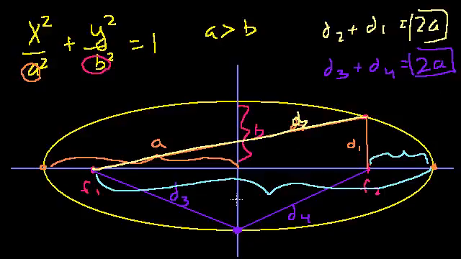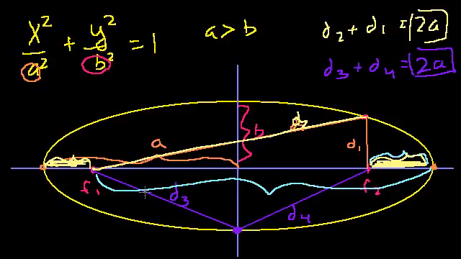So let's figure out how to do that. One thing to realize is that these 2 focus points are symmetric around the origin. So whatever distance this is right here is going to be the same as this distance right there, because these 2 points are symmetric around the origin. So this right here is the same distance as that.